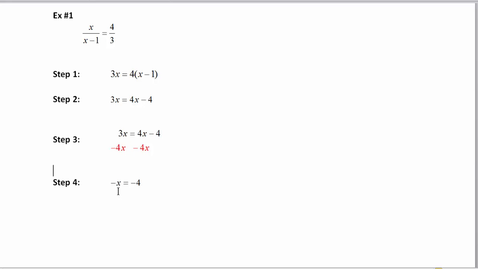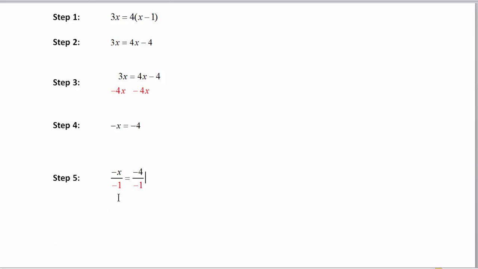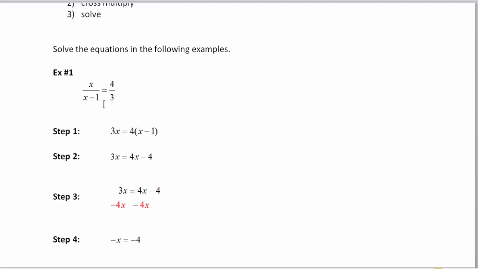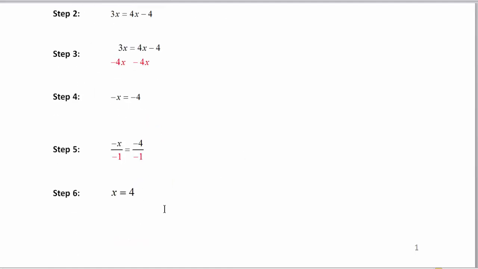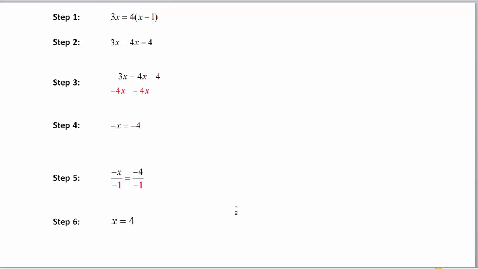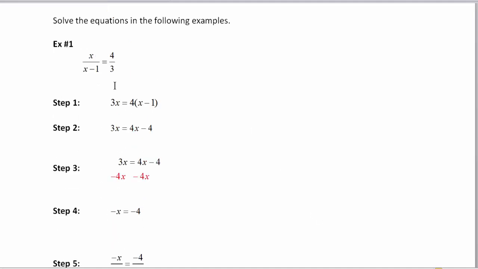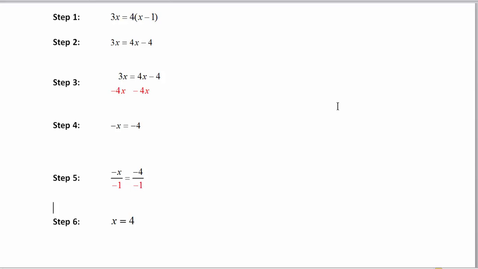And of course, we can't leave our answer as negative x, so I want to divide both sides by negative 1. Here's me dividing both sides by negative 1 to get our final answer, x equals 4. So the solution to this equation, or the value of x that makes the left side equal the right side, is x equals 4. And again, here is all of the work. So we've solved this equation algebraically.